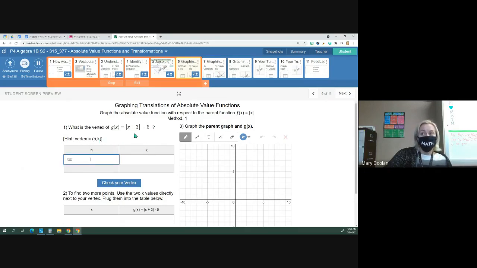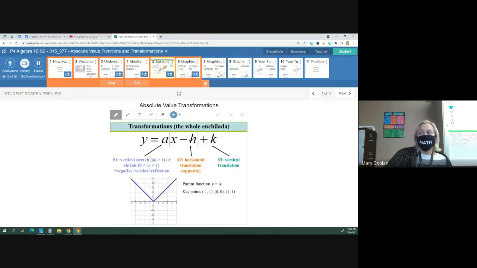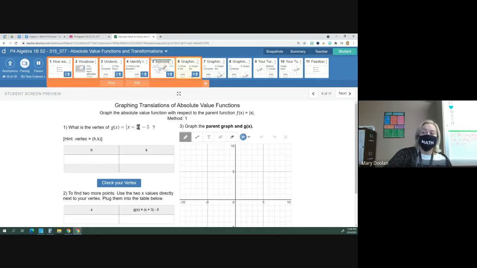For h, see how I have plus 3 here, but I want to know about minus h. So I think of this as basically x minus negative 3, and that tells me that h is actually negative 3. For k, k is what's being added. So since we have 5 being subtracted, think of this as adding negative 5, and negative 5 is my k. These two values tell me the coordinates of the vertex.